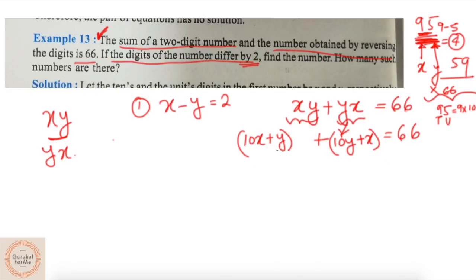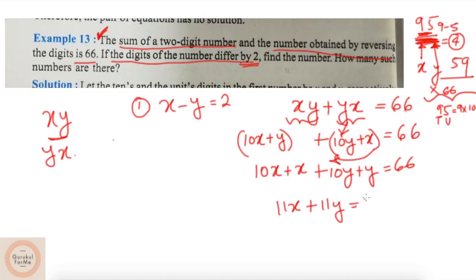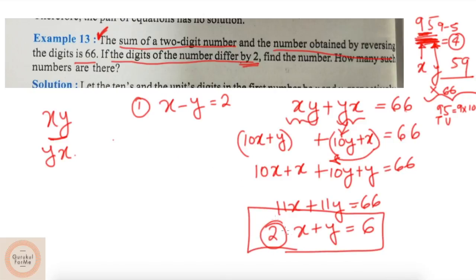Can I now just open the brackets and say that this is equal to 10x plus x? I have taken x here. And can I say that this is 10y plus y is equal to 66? Can I say that this is 11x plus 11y is equal to 66? Can I say that x plus y is equal to 6? Are you getting another equation here? x plus y is equal to 6, and x minus y is equal to 2.